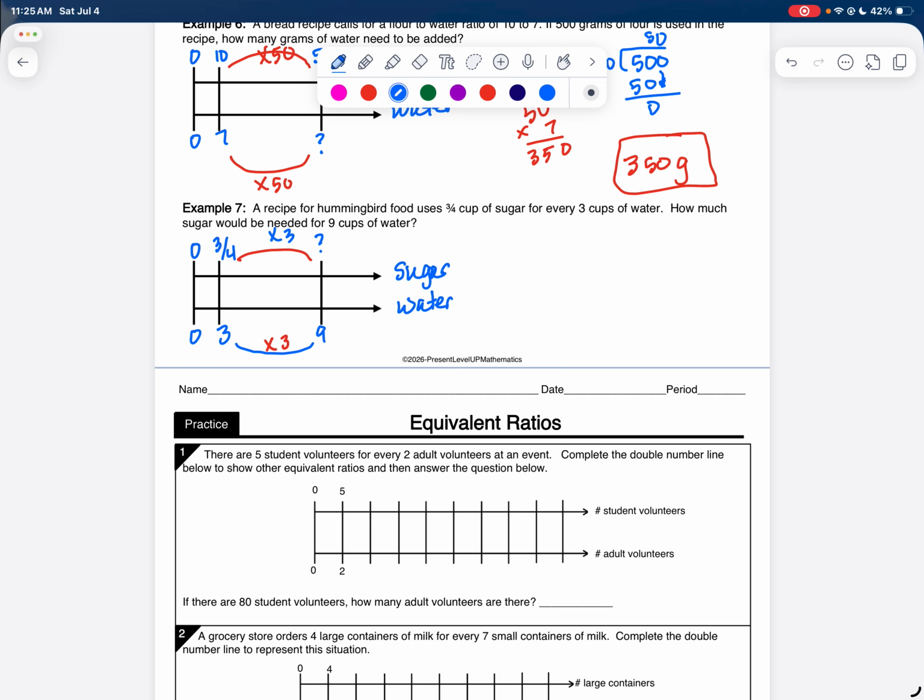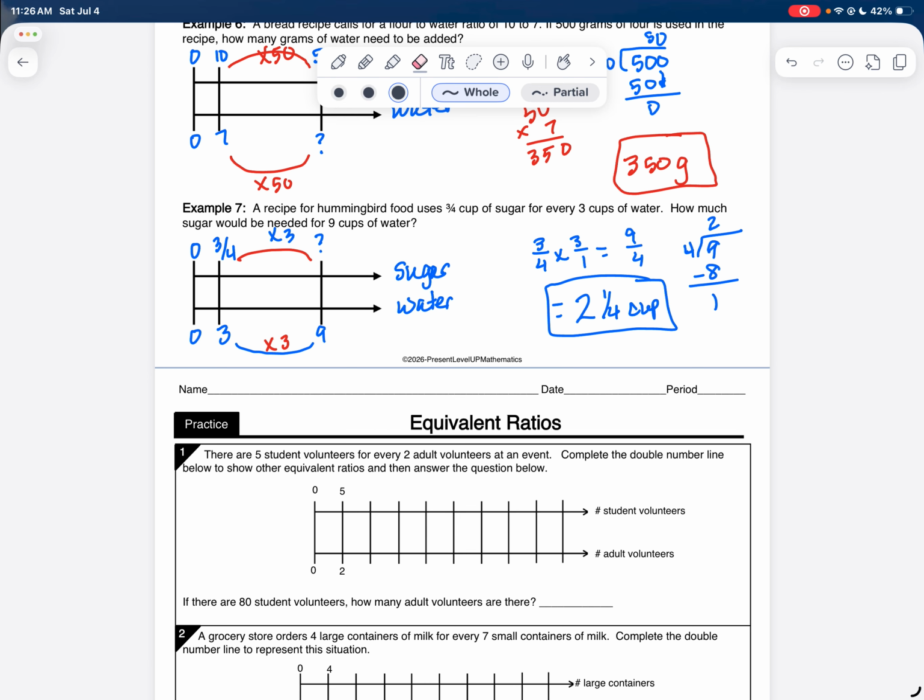So we're going to multiply 3 times 3/4. So 3 over 4 times 3 over 1, that's equivalent to 3, equals 9 over 4. Now I'm going to write this as a mixed number. So 4 goes into 9 2 times. 2 times 4 is 8. Subtract, and there's your remainder. So this would be 2 1/4 cup of sugar. And that concludes today's lesson, equivalent ratios.